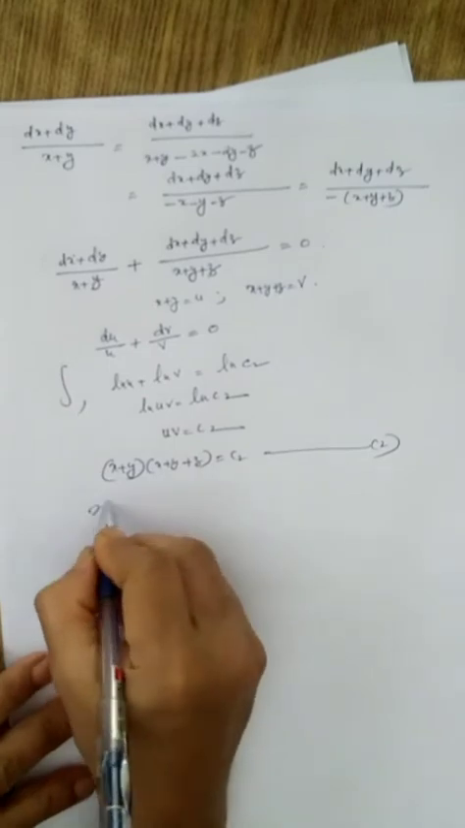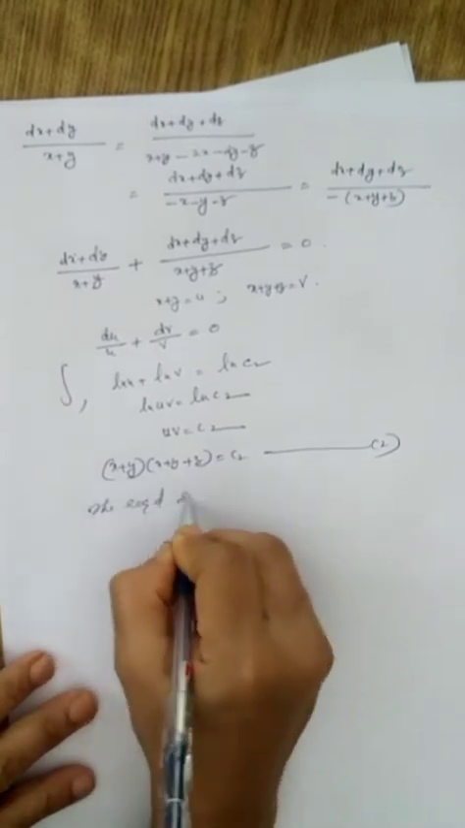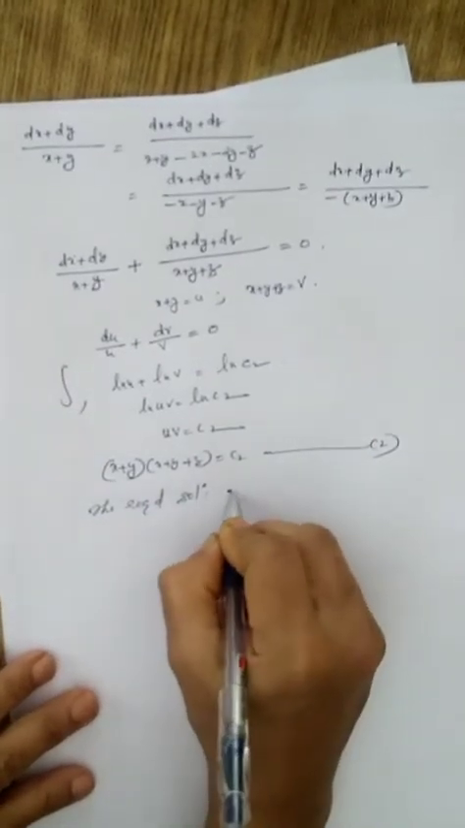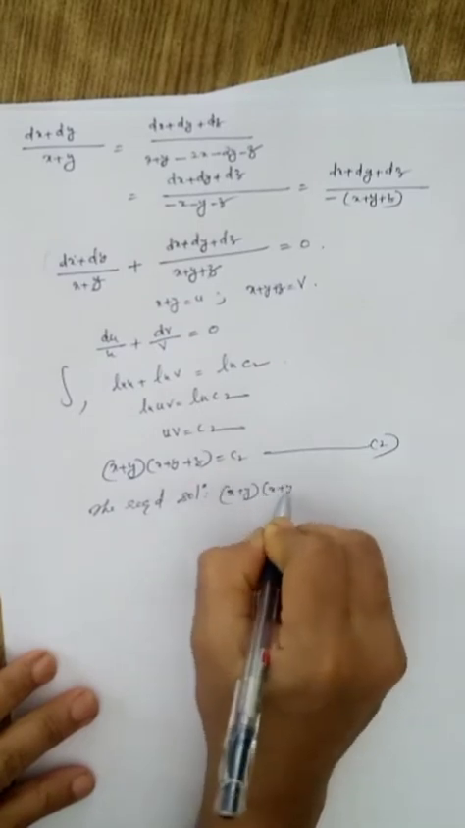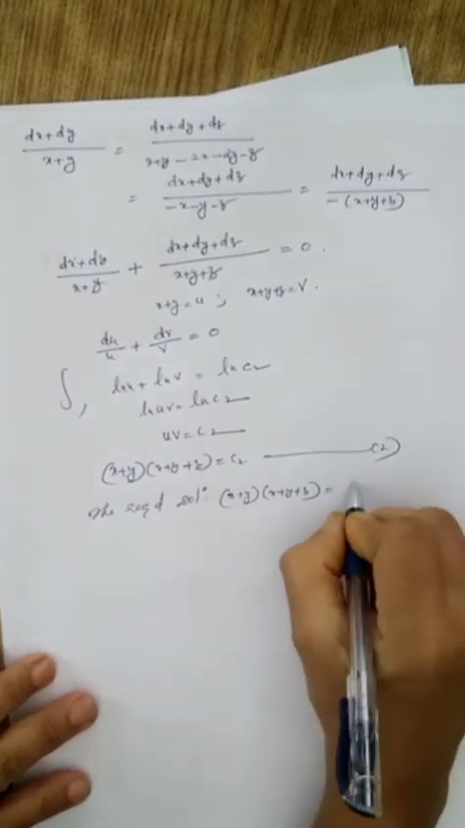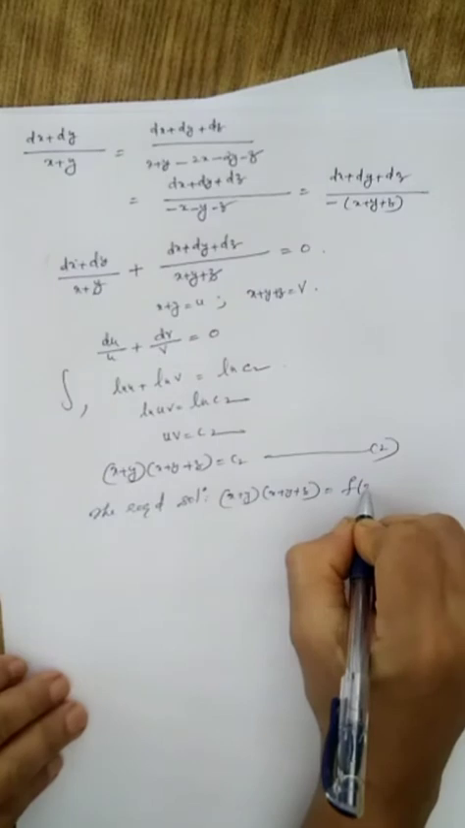Now the required solution is x plus y into x plus y plus z equal to a function of the first part, which is x into y, so x into y, that is the answer.